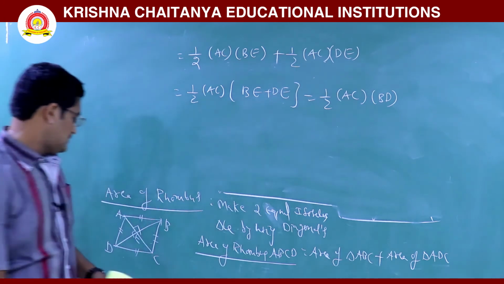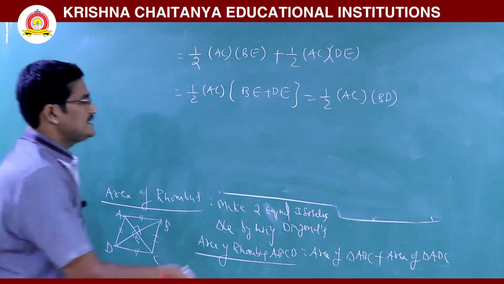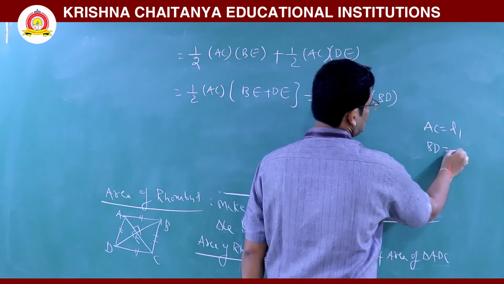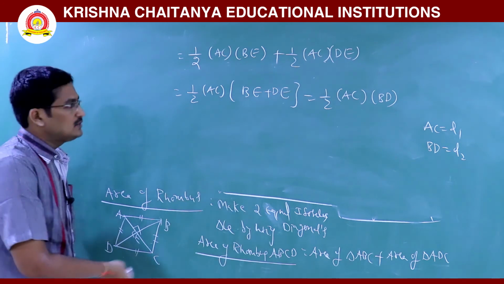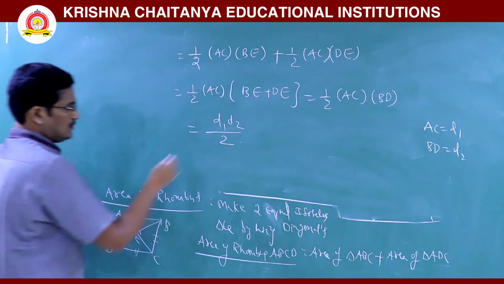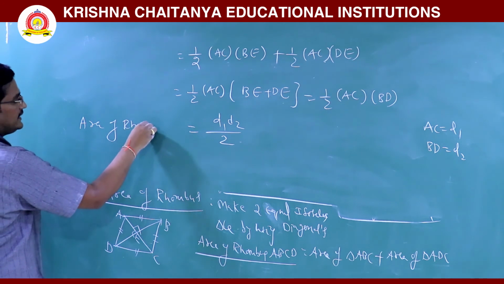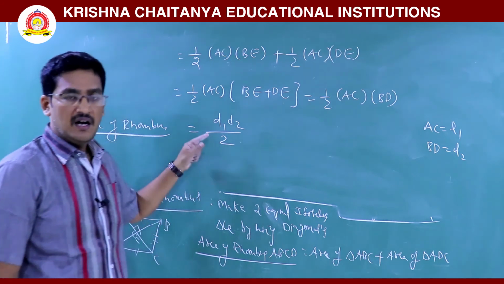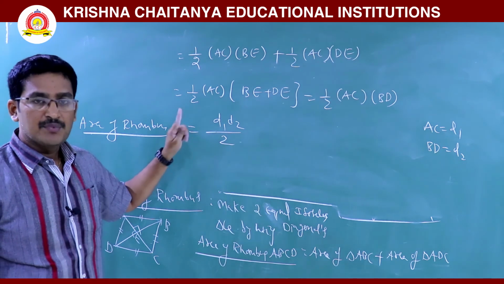What is AC? Length of one diagonal. What is BD? Length of second diagonal. So I am taking AC equals D1 and BD equals D2. The length of one diagonal is D1, the length of the other diagonal is D2. Then what is the area here? Half into D1 D2. So to calculate the area of rhombus, I use the formula D1 into D2 by 2. That means half into the product of the lengths of the diagonals.